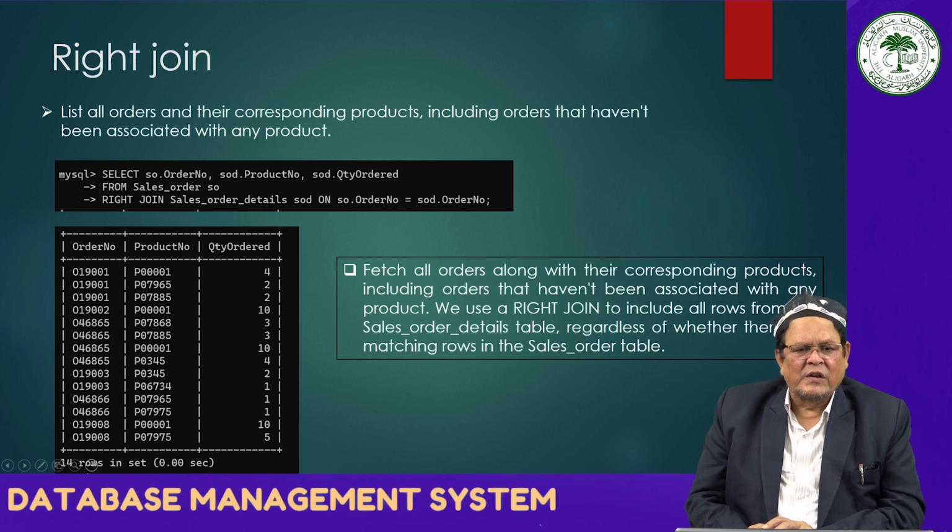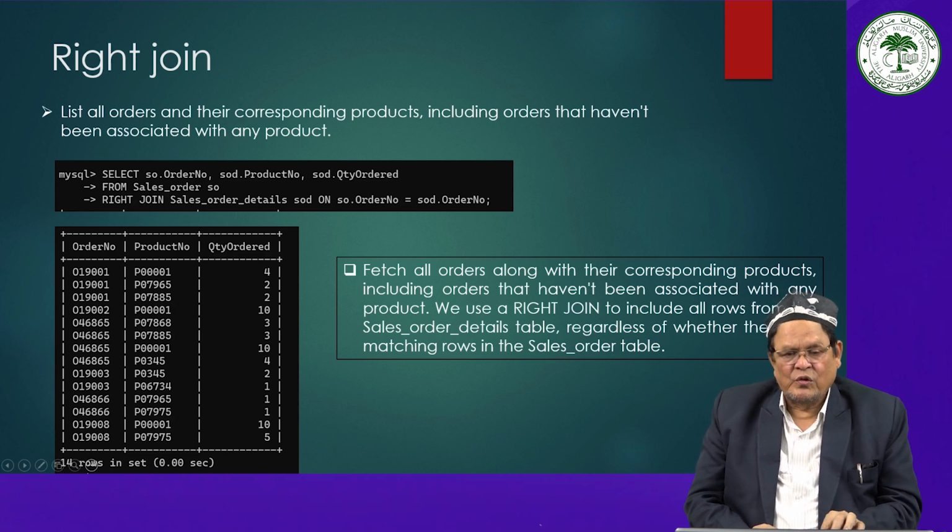In this way, if you write this, the query will fetch all the orders along with their corresponding products, including orders that have not been associated with any products. The right join includes all rows from the sales order details table, regardless of whether there are matching rows in the sales order table or not.